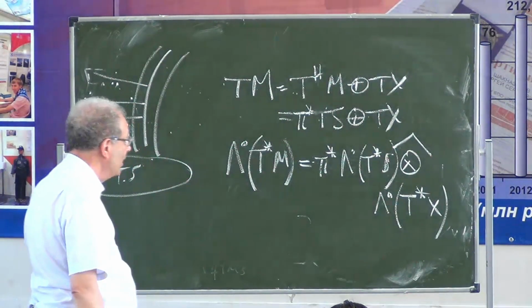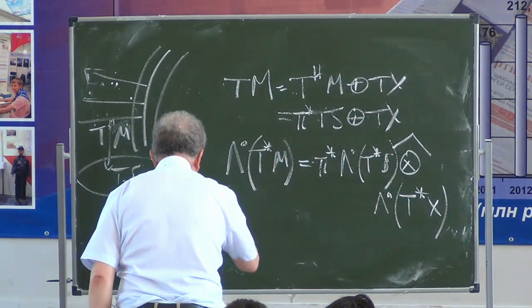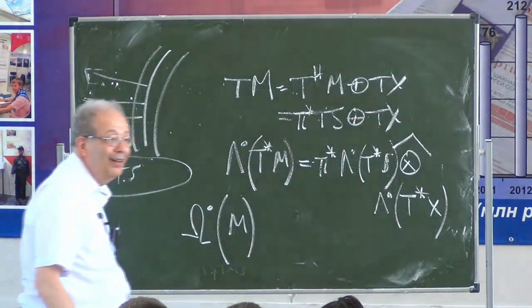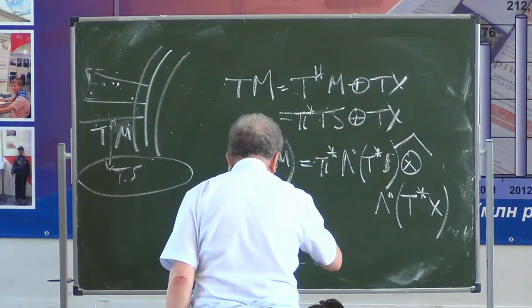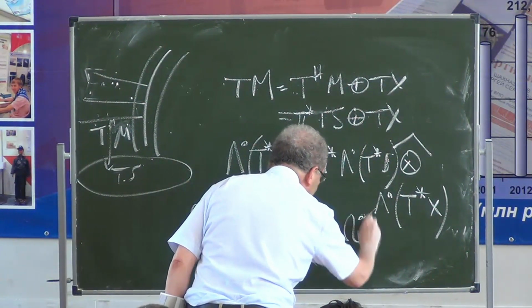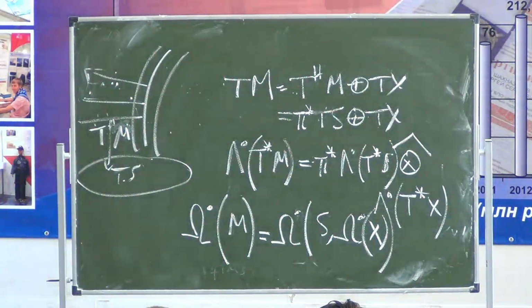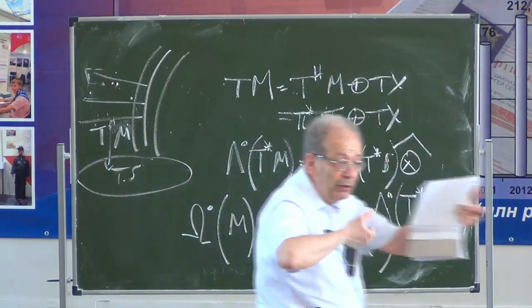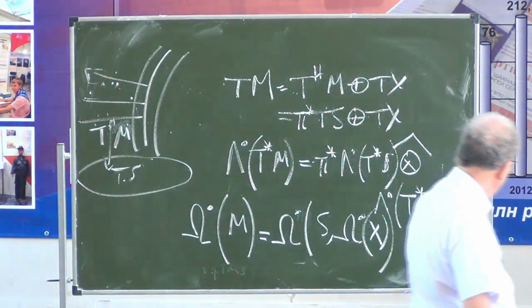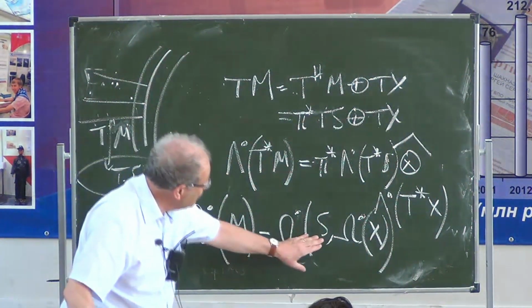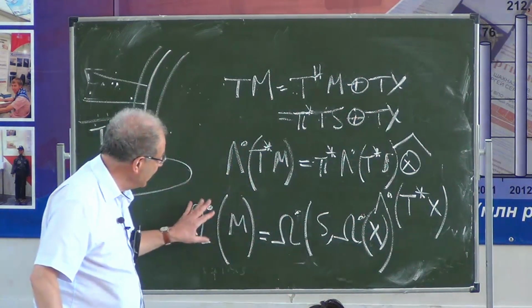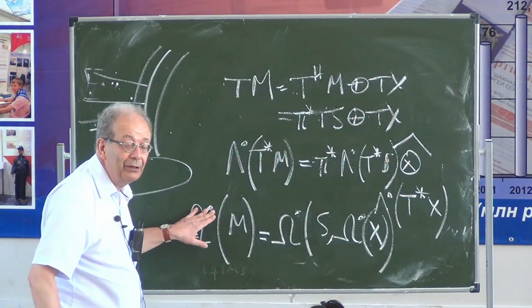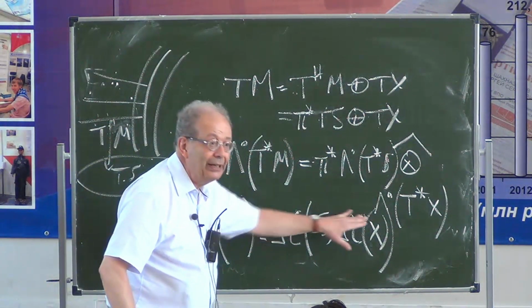So because of this, we can write smooth forms on M as smooth forms on S with coefficients in smooth forms on X. I was just writing a differential form on M as a sum of products of forms on S times forms on X. So this allows me to write a form on M as being a form on S with coefficients in forms on X. This is an identification of Z-graded vector spaces. The grading here is a total grading.